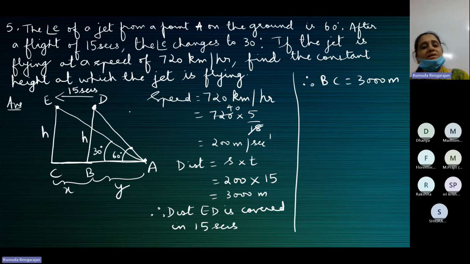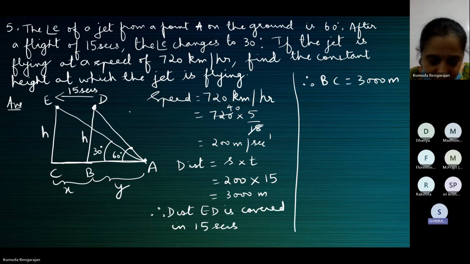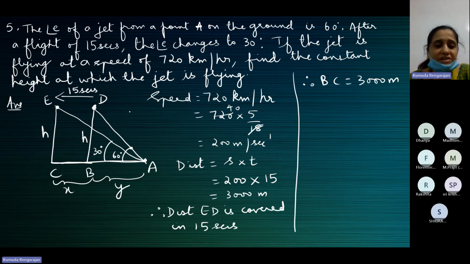Now speed is given, time is given. So find the distance. And the distance ED is covered in 15 seconds. Distance ED is covered in 15 seconds. So ED is equal to 3000 meters or BC is 3000 meters.